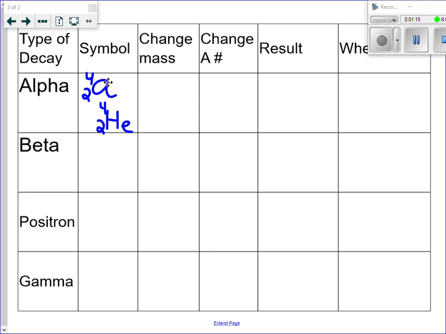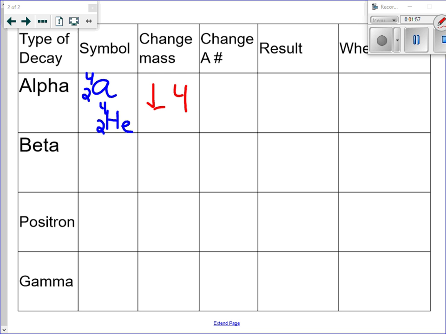When I show you the alpha symbols, either A for alpha with a 4-2, or what we usually use, 4-2-He, if an atom loses part of its nucleus because it's unstable, it could lose an entire alpha particle. An alpha particle is essentially a helium nucleus. It has a mass of 4, that's why the top number is 4, and within there it has 2 protons as well. So when I say change in mass, the mass is going to go down by 4. It's losing a pretty significant chunk out of itself.